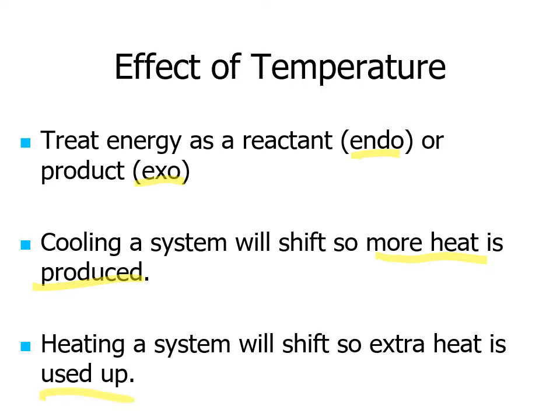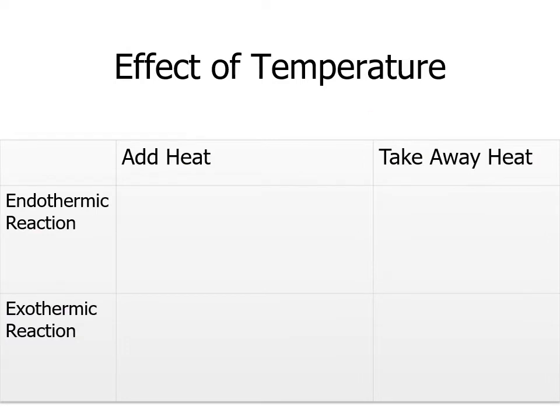And if you heat up a system, it'll shift to use up that extra heat. So if you have a system at equilibrium and you heat it up, it'll move in the way that will use that extra heat. And it depends on whether you're dealing with an endothermic or an exothermic reaction as to which direction that means. So, effect of temperature. Again, we can add heat, and we have two options. We can add heat to an endothermic reaction, or we can add heat to an exothermic reaction. They have opposite effects. We can take away heat from an endothermic reaction or from an exothermic reaction, and again, they would have opposite effects.